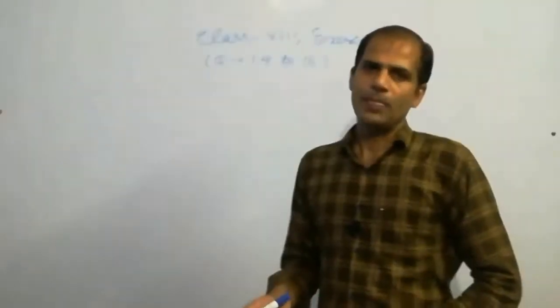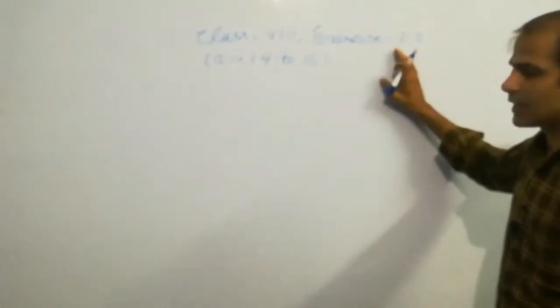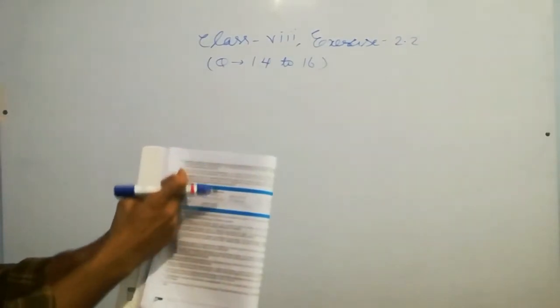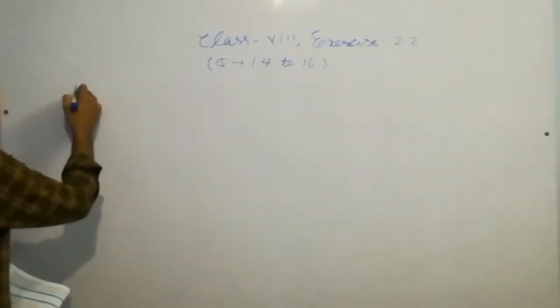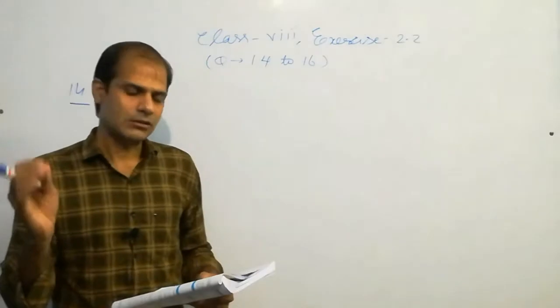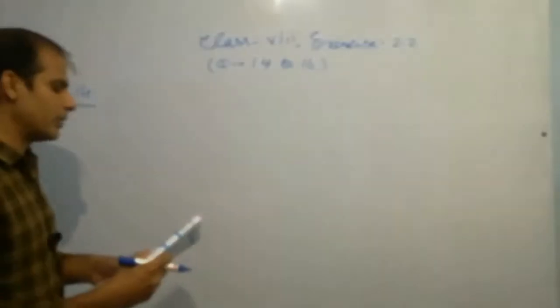In this video, I will solve question number 14 to 16 of exercise 2.2. This is page number 34 and I am going to solve these three questions. So question 14 is: Lakshmi is a cashier in a bank, which means she is working as a cashier, and she has currency notes of denominations.